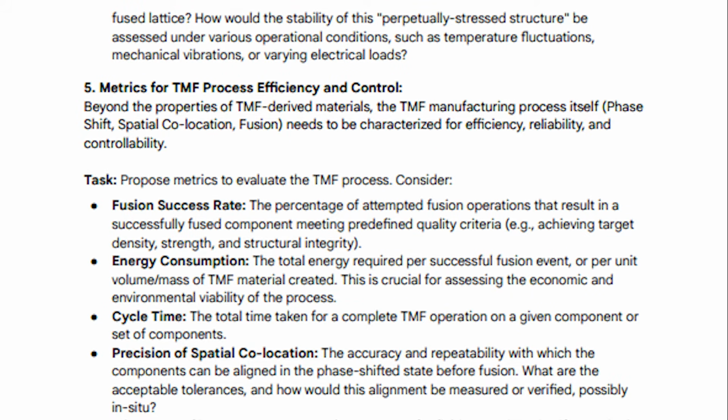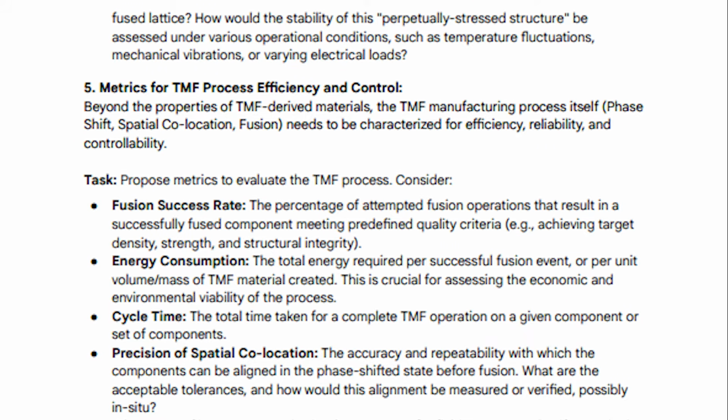Consider fusion success rate, the percentage of attempted fusion operations that result in a successfully fused component meeting predefined quality criteria, e.g. achieving target density, strength, and structural integrity. Energy consumption: the total energy required per successful fusion event, or per unit volume/mass of TMF material created. This is crucial for assessing the economic and environmental viability of the process. Cycle time: the total time taken for a complete TMF operation on a given component or set of components.